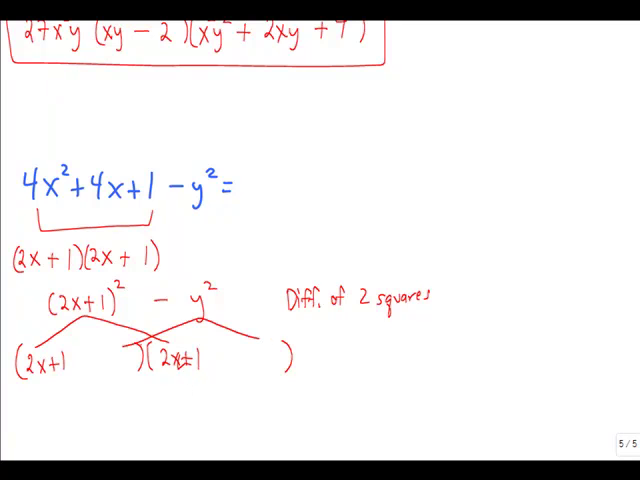In the back, we need something times something that will give me y squared. So that's just going to be a y times a y. And in order for those middle terms to cancel out, and in order to be a difference of 2 squares, you need one of these to be plus and one of these to be minus. So my final answer is 2x plus 1 plus y and 2x plus 1 minus y.